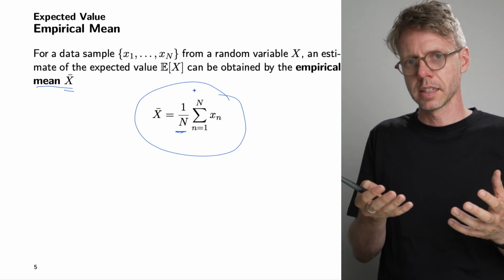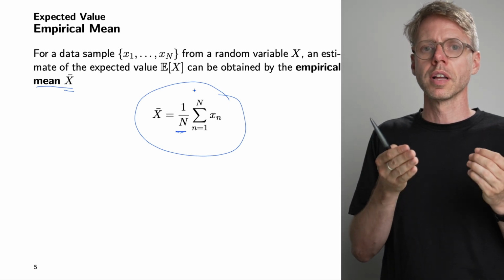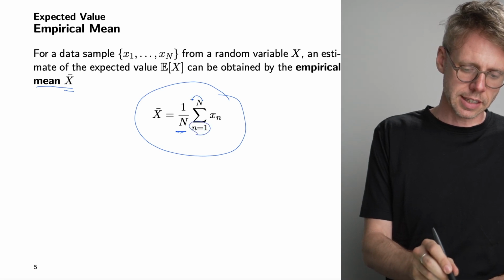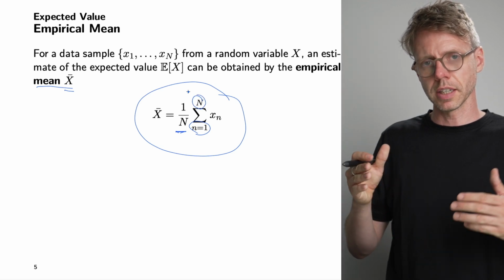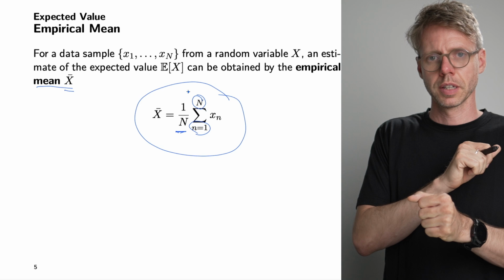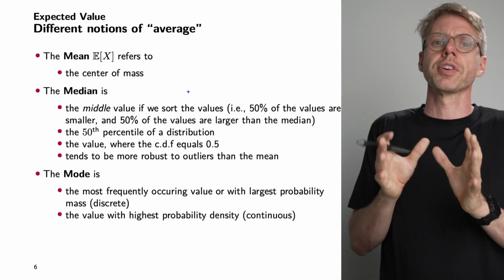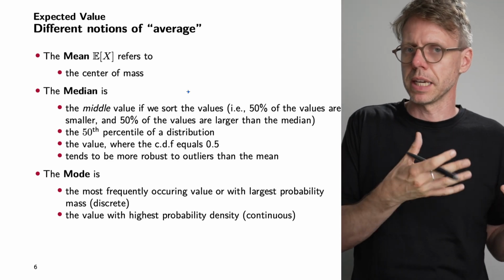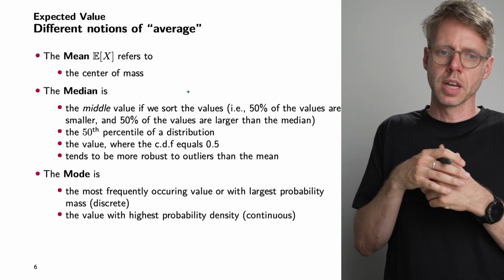In fact, it gets closer the more samples we average over. So if we let here this capital N go towards infinity, it should go to the true expected value. There could be different notions of an average. We've already discussed the mean, the expected value, which is the center of mass of the probability distribution.